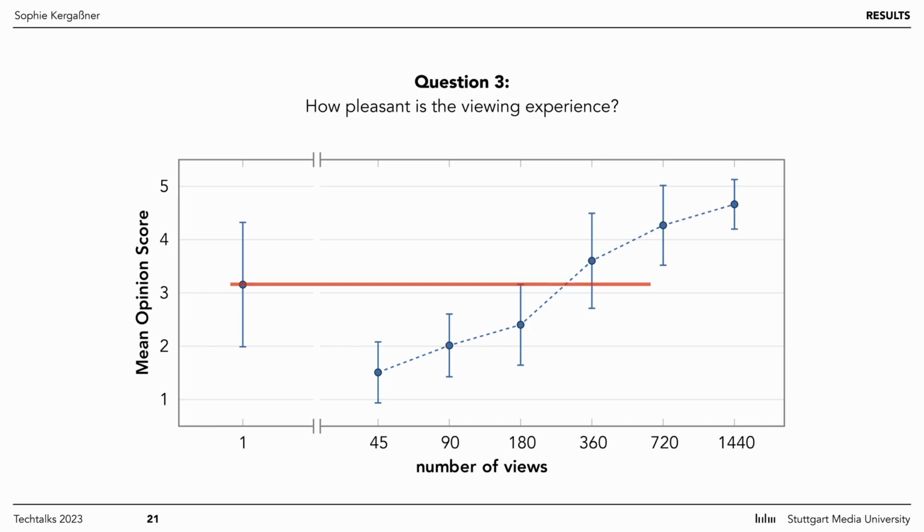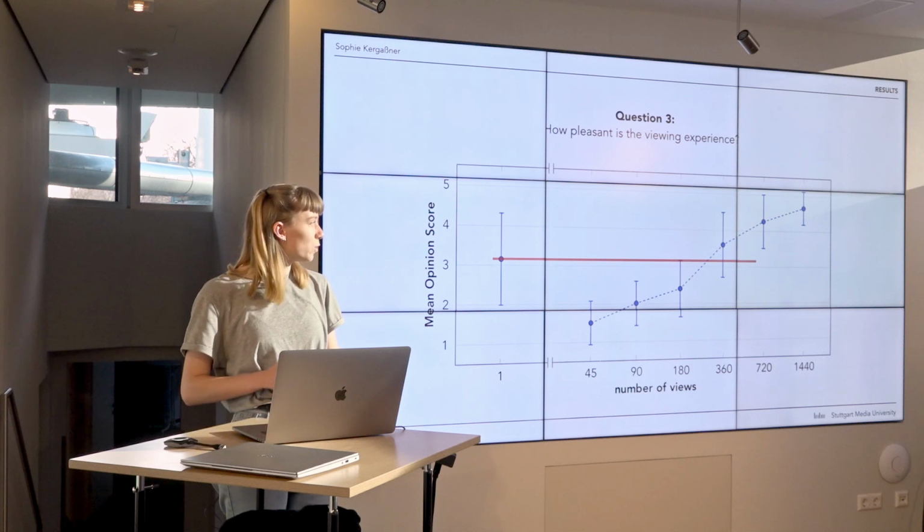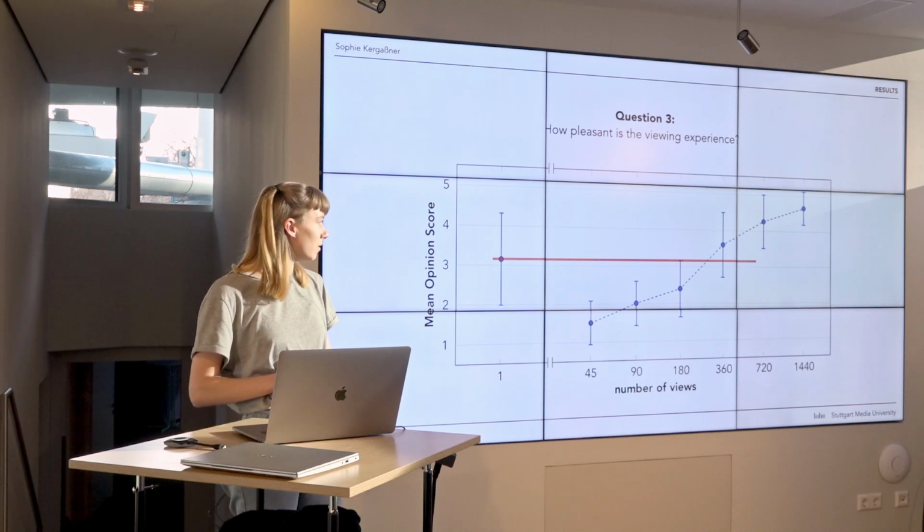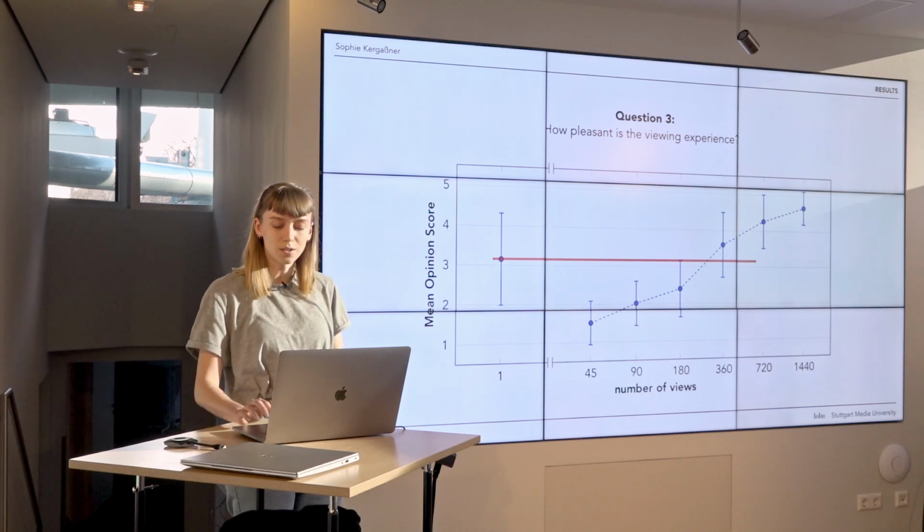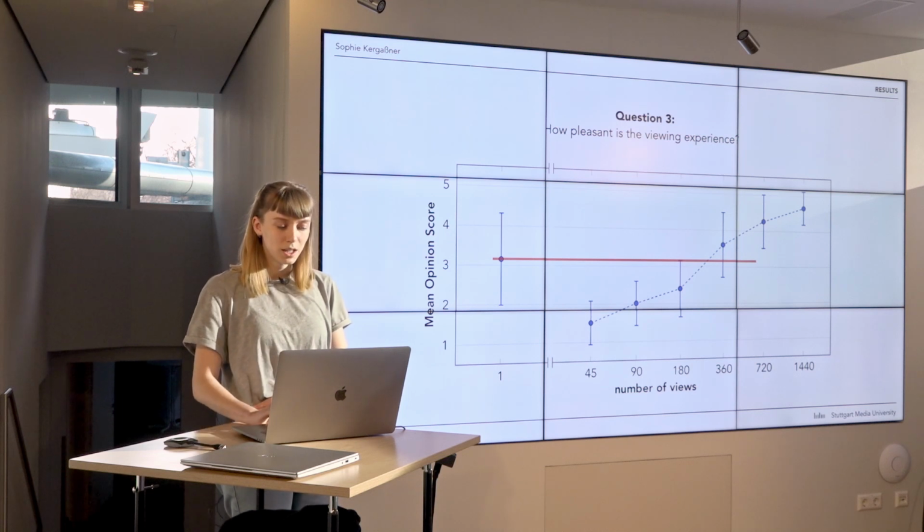And the one view rating stands out, since participants agreed in rating it decently, with 3.16 points on average. And as we remember, if we saw the 45 views example I just showed you in the beginning, it's not really pleasant, so that makes sense. So the one view rating is greater than the 45, 90 and 180 views rating.